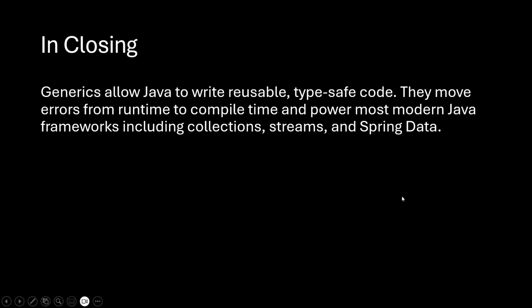So in closing, generics allow Java to write reusable, type-safe code. They move errors from runtime to compile time and power most modern Java frameworks, including collections, streams, and Spring Data.